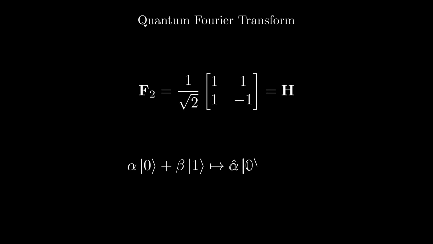The Hadamard actually performs the Fourier transform on the amplitudes of computational basis states. Note well that a single gate applied on a single qubit performs the transform on two amplitudes simultaneously. Now that we know how the unitary operator works, let's see what the quantum circuits look like.